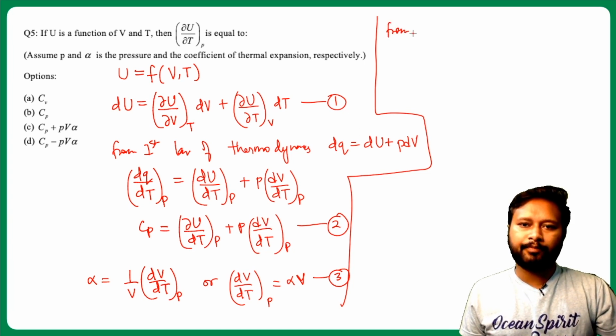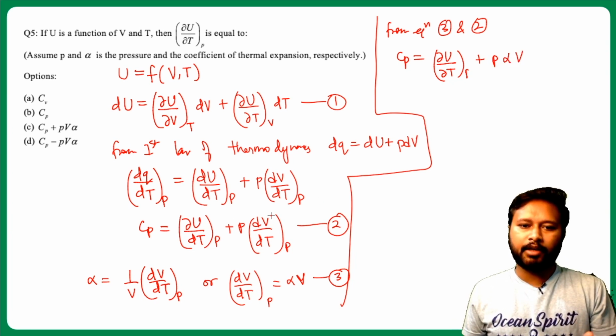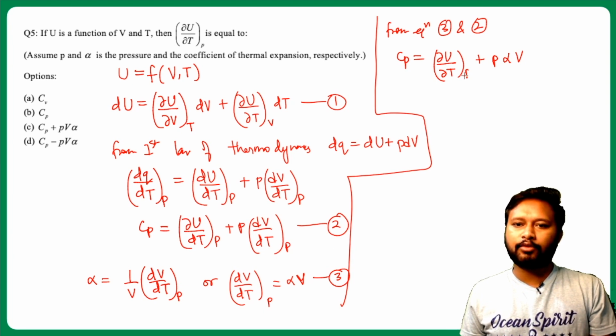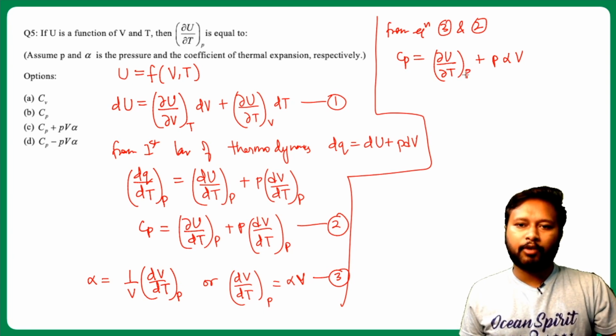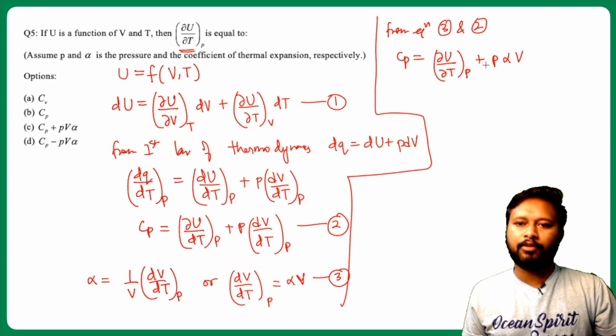Okay, so from equation 3 and 2, what I'm going to get is Cp equals del U by del T at constant P plus P alpha V. That's what I will have, because P is already here, the value of this whole thing is alpha V, so P alpha V is what I'll get. What I need to know in the question is del U by del T at constant P. This is what I need to know.